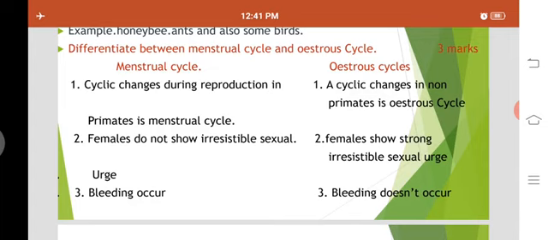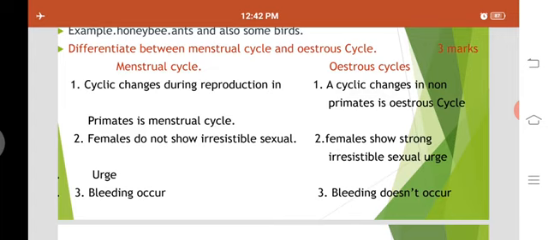And the estrous cycle, in what type of organisms does it take place? For that also we can give examples: non-primates, as I told here. We can give the examples cow, sheep, deer, dog, tiger, etc.